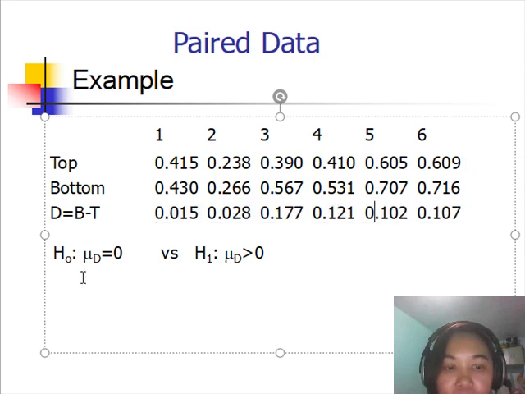So our hypothesis value of the mean is that the difference between the water zinc concentration on top of the river and at the bottom of the river is 0, meaning the water zinc concentration on top is equal to the water zinc concentration at the bottom, against the alternative that it is greater than 0. Since this is B minus T, mu sub D refers to the water zinc concentration at the bottom of the river being greater than the water zinc concentration on top of the river. So that's what the alternative tells us.